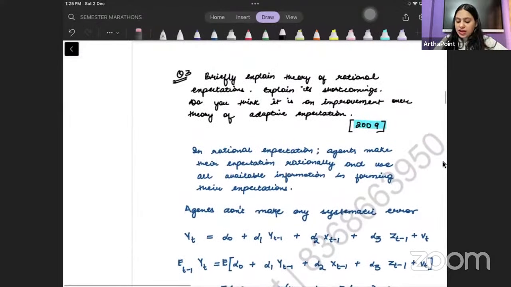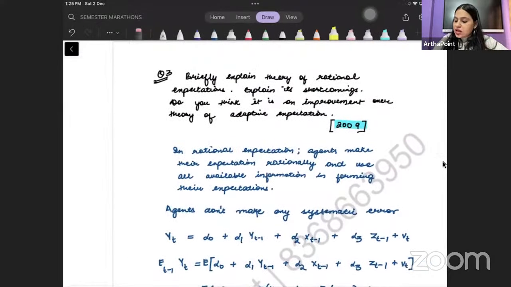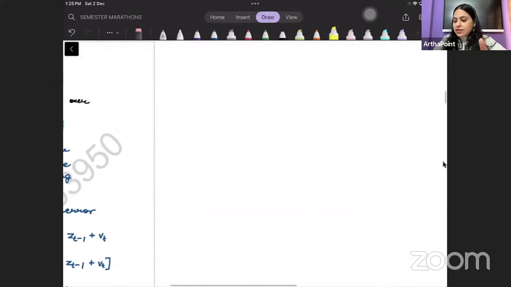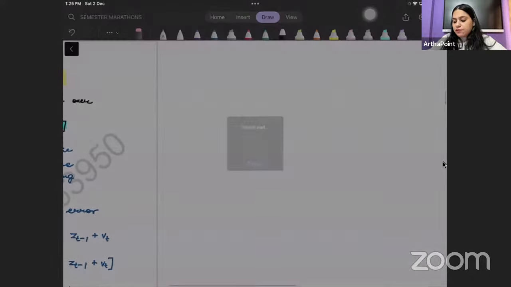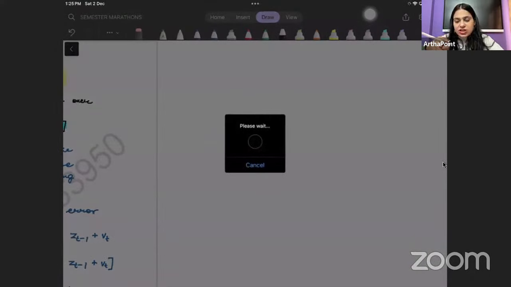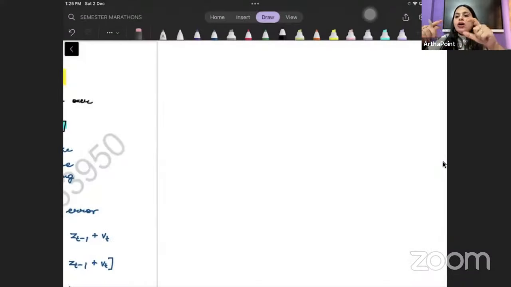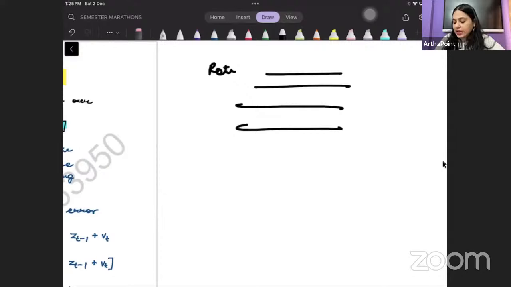This came in 2009. इसको रीड करो. It says briefly explain theory of rational expectation. Same है. क्या क्या बताना है हमें theory of rational expectation में बेटा? We will tell about what is rational expectation and we will tell about what is the mathematical formulation of rational expectation. So you will tell about rational expectation, होता क्या है, definition, and then you will give the mathematical formula.